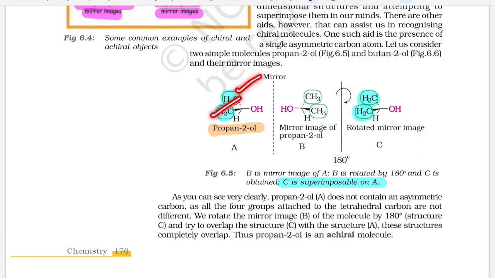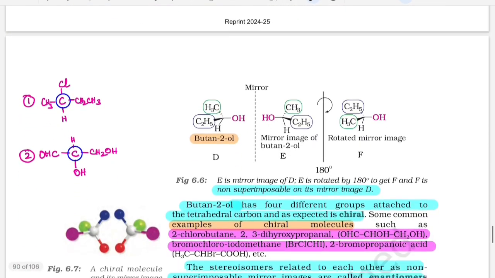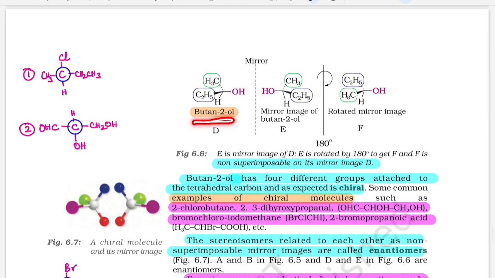Why? Because two similar groups are present. And one more example is given here, butan-2-ol. So again check whether they are optically active or not. This is the carbon atom. See, are all the groups attached to this carbon atom the same or different? CH3, C2H5, H, OH. So all are different groups. Therefore this is optically active and they are not superimposable on its mirror image.